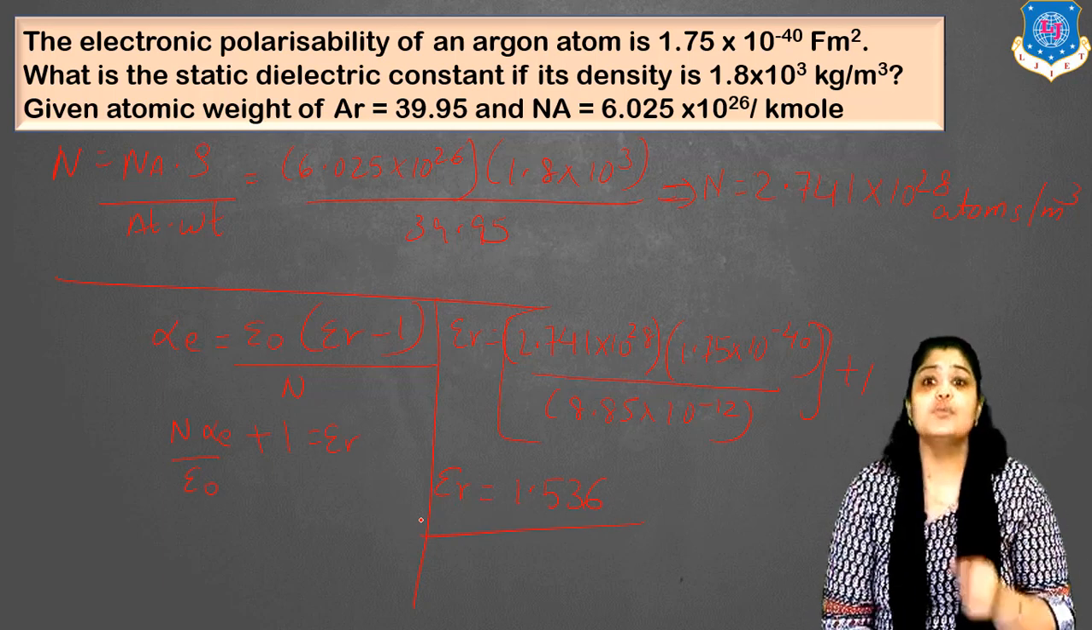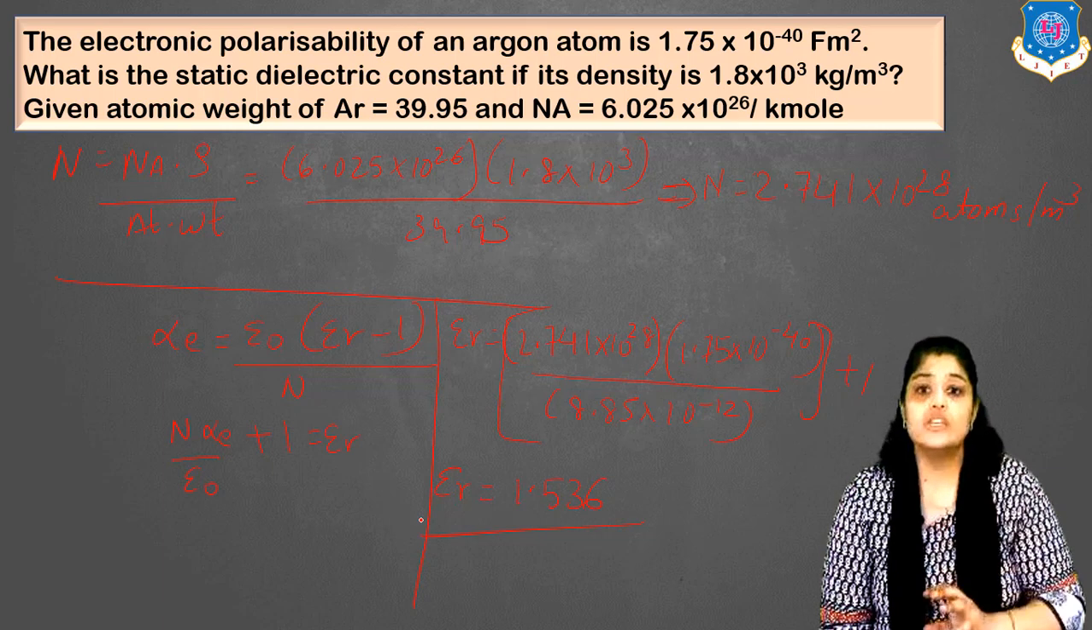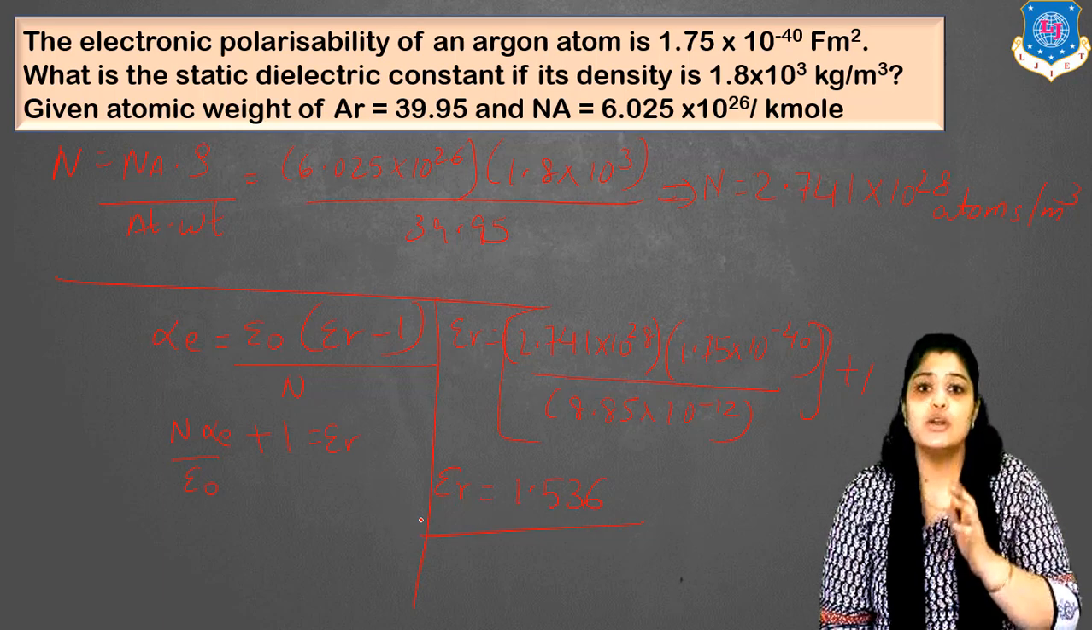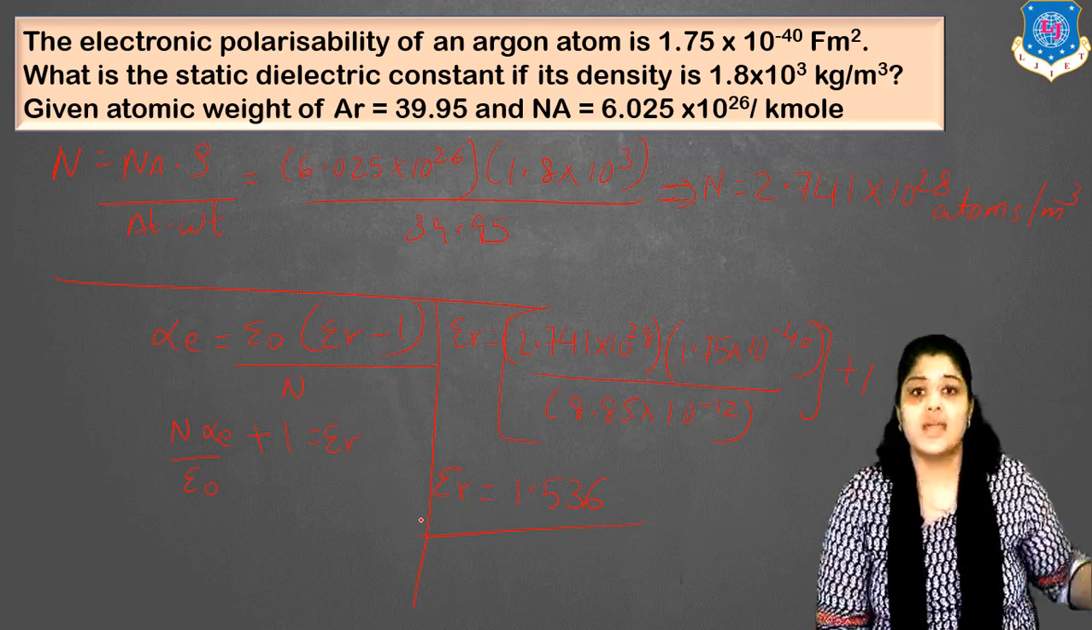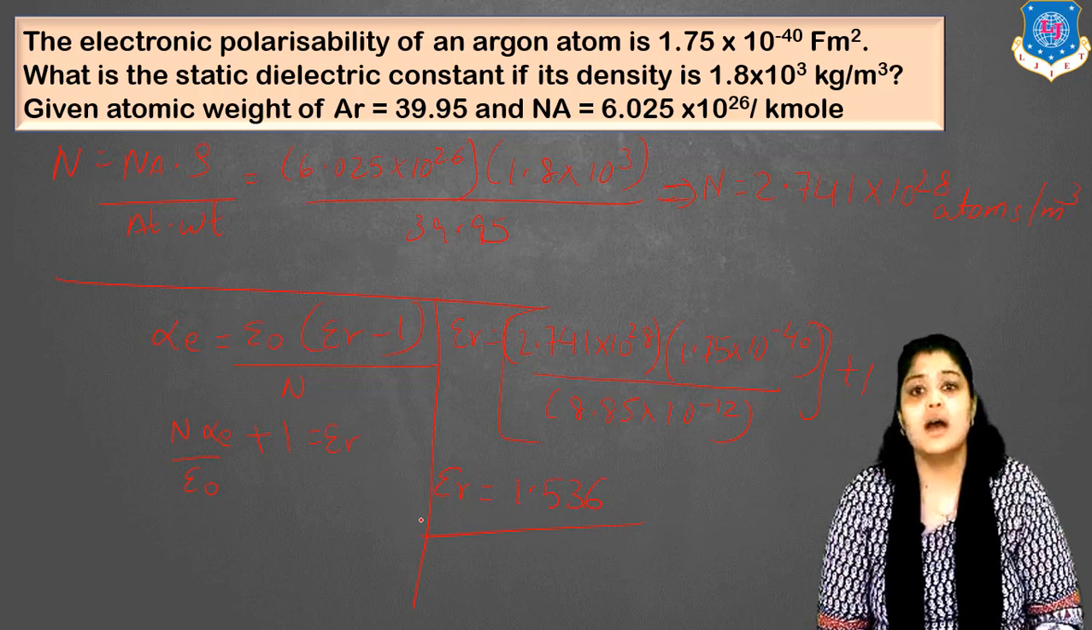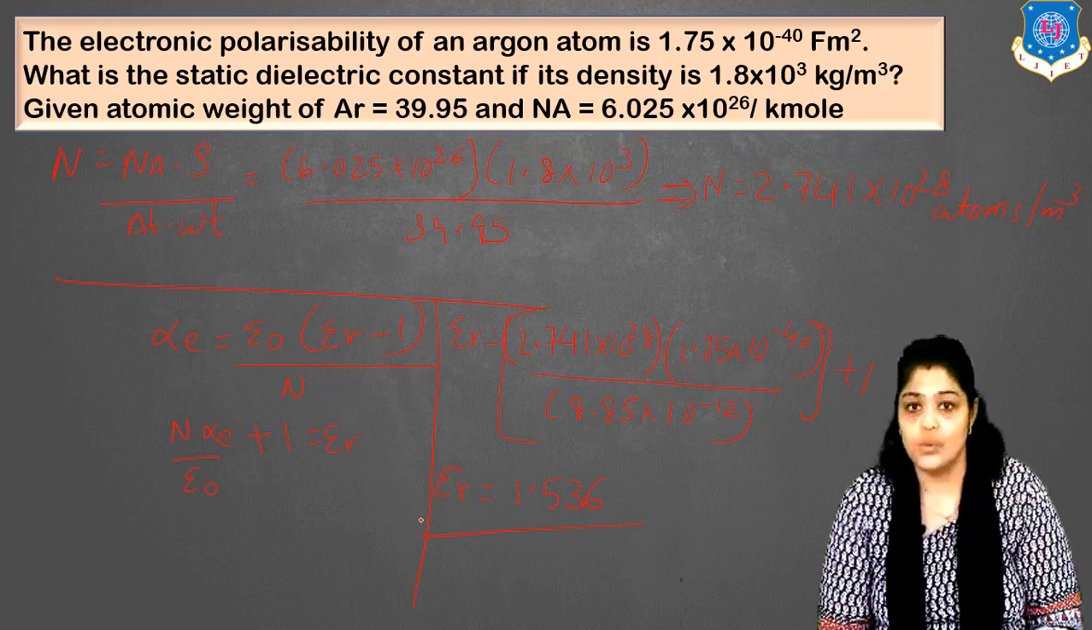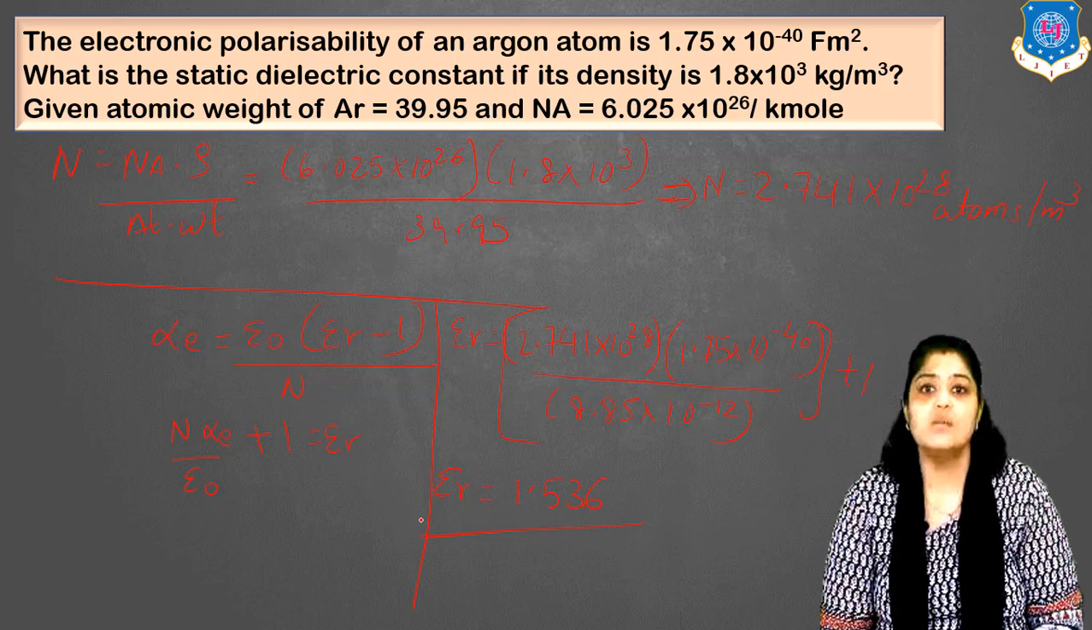So you just have to remember a formula which is used to find the number of atoms per meter cube. Then the relation of epsilon r and alpha E is already known. So I hope this numerical was clear.